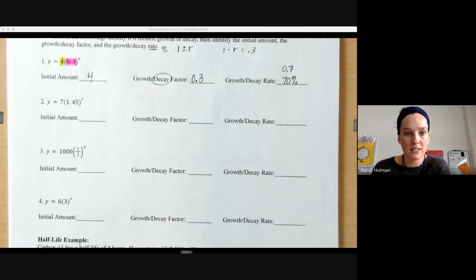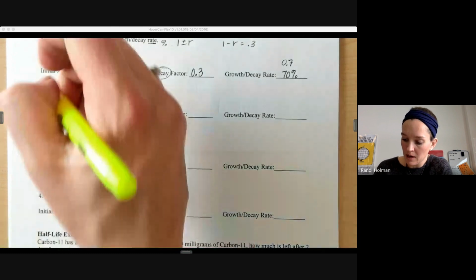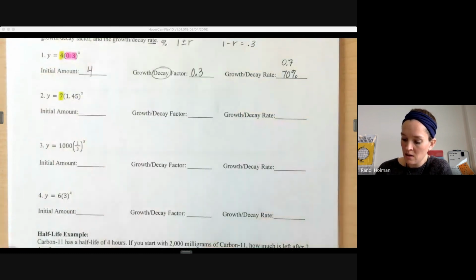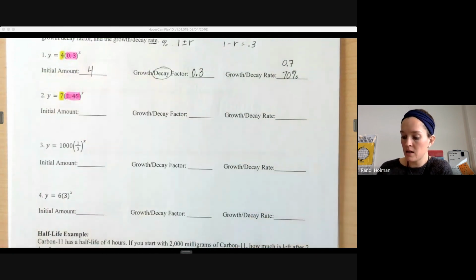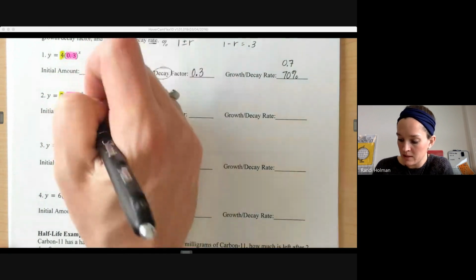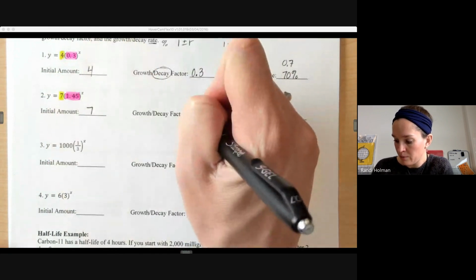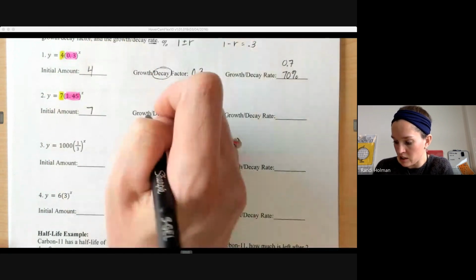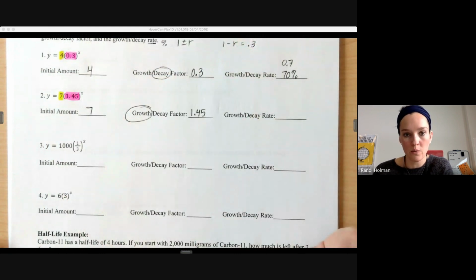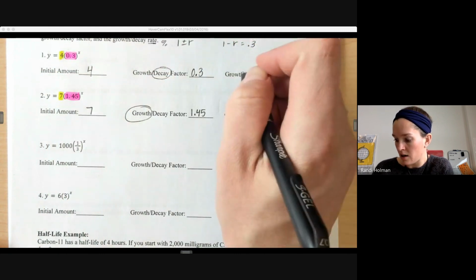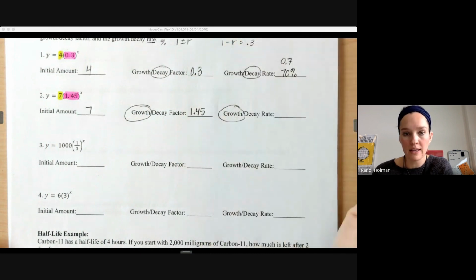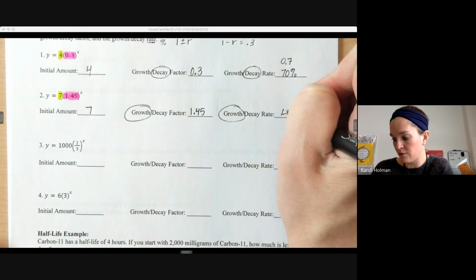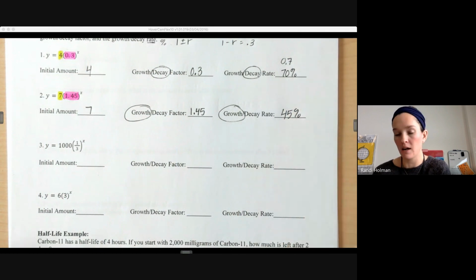Initial amount for the second one. Again, we're looking at what we are multiplying by, what is our constant ratio. Our initial amount, we're starting with 7. We have 1.45, which is a growth because it's more than 1. Our growth rate then is what we got more than that 100%. So we added another 45% to my 100%.